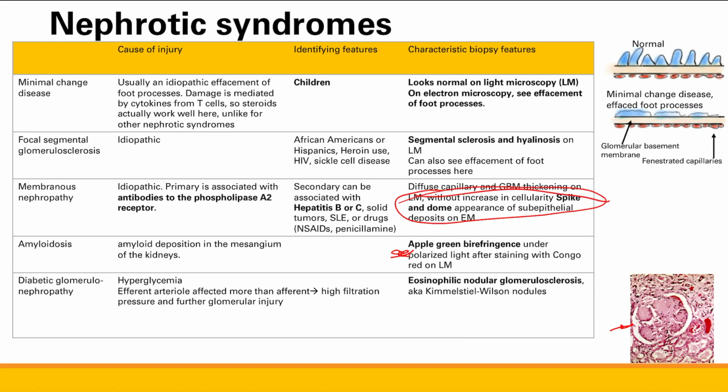So that's it for nephritic and nephrotic syndrome. I know you're going to have to do some brute force memorization, but I hope I can point out a lot of the similarities and how the biopsy features or identifying features can relate to causing injury. Okay, so make sure you know all of these. You're going to get tested on these. You have to be able to differentiate which is which.